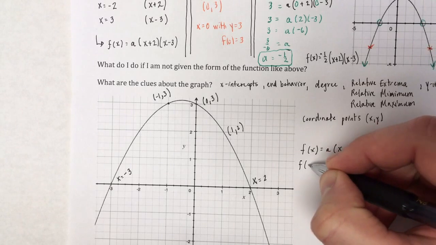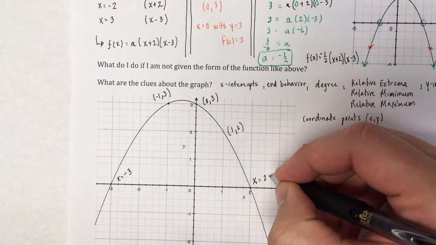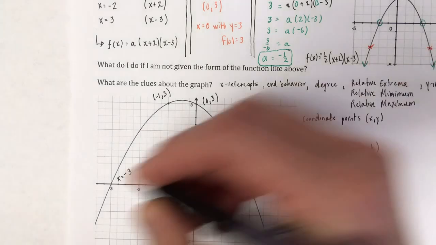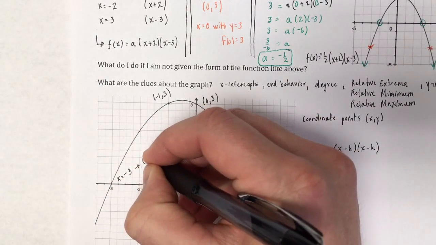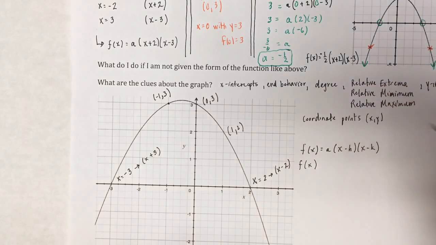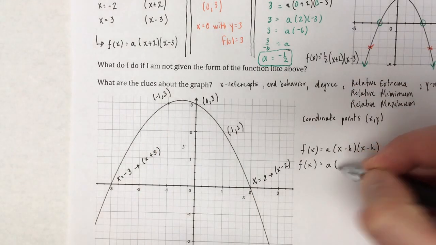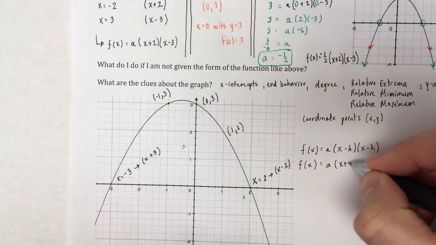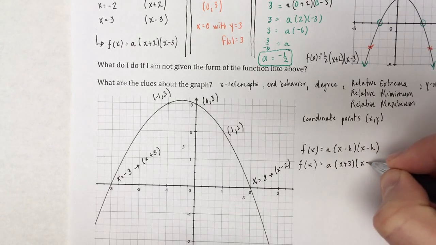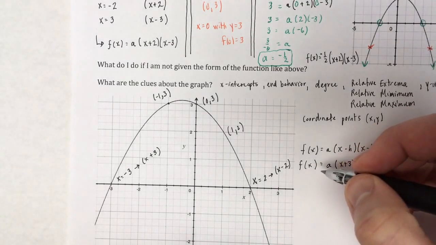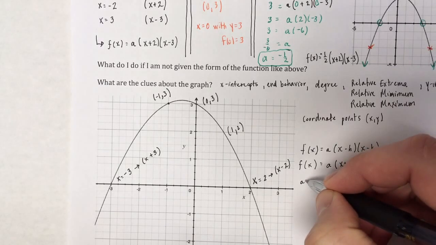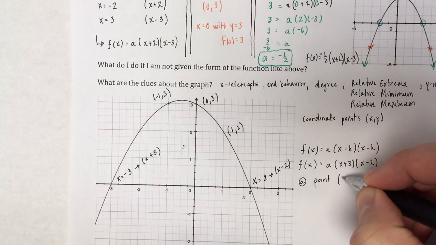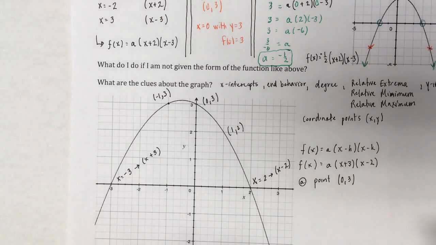And so putting those zeros into factor form, I think that this is going to be x minus 2. This is going to be a factor of x plus 3. And ultimately what we need to do is find a to complete the equation. So x plus 3, x minus 2. And I'm going to look at point (0, 3). So I'm going to look at the y-intercept first.